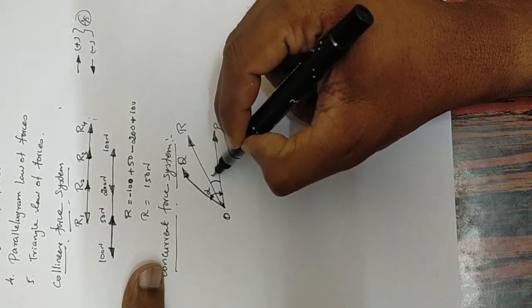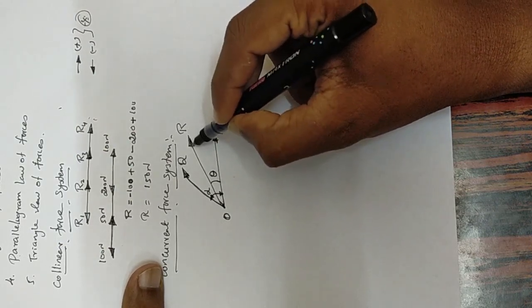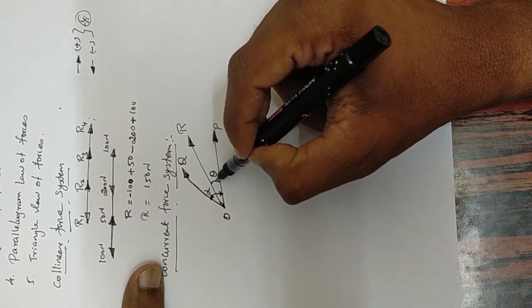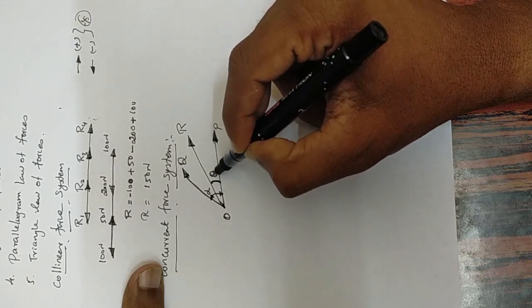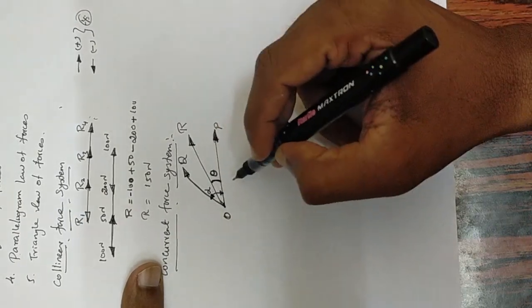Here theta is the angle between the resultant force and this force P. This angle between these two forces is called theta. The angle between P and Q is called alpha.